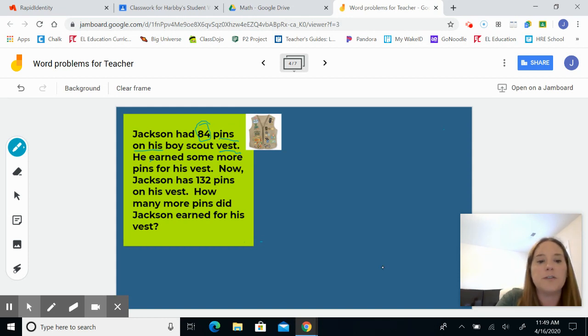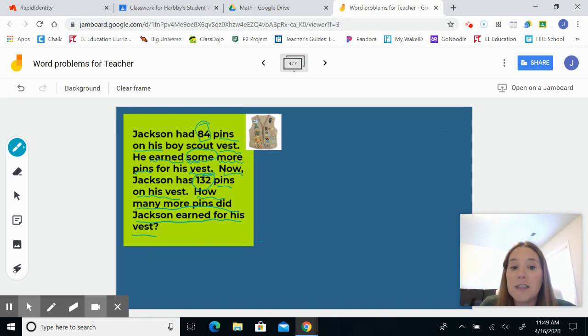He earned, ooh, that's a big word. That word earn usually means to add. He earned some, and remember, every word problem is going to have a sum. That's the number that's missing that we're trying to solve. He earned some more pins for his vest. Now, very important, Jackson has 132 pins on his vest. How many more pins did Jackson earn for his vest?